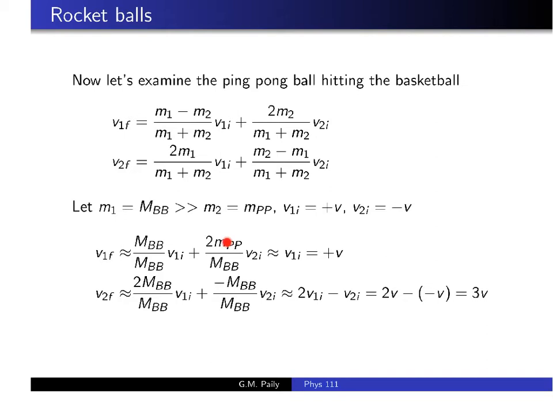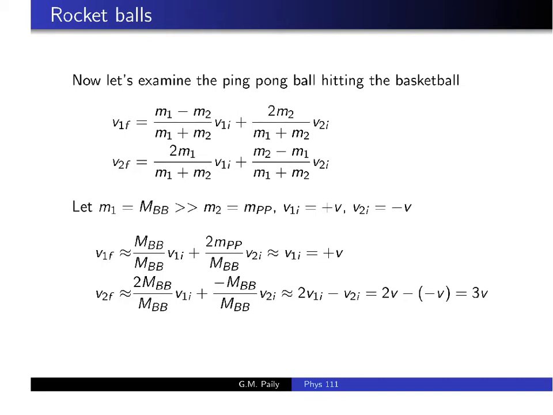And this term becomes very small and negligible since the mass of the basketball is so much greater than the mass of the ping pong ball. So neglecting this term, we end up with v1f is approximately plus v. What about v2f?